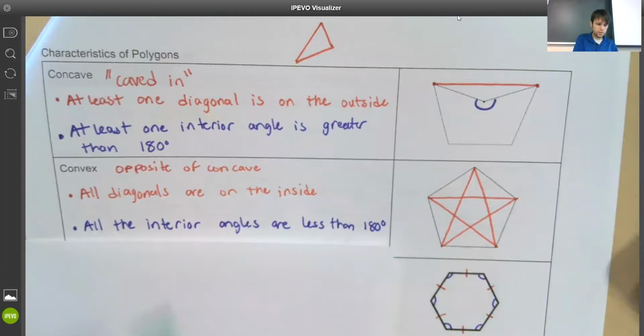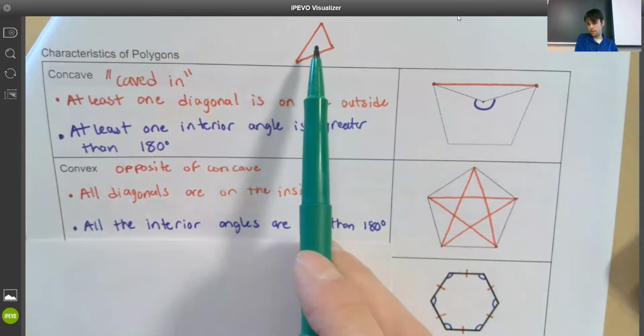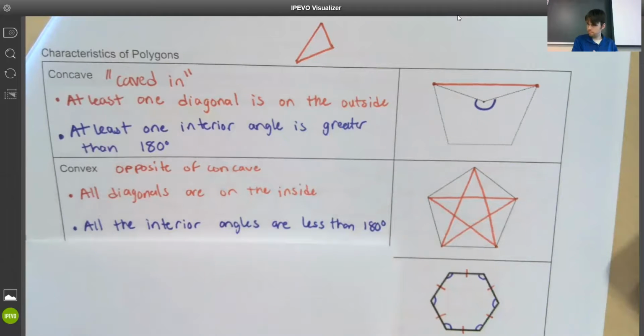However, there's a little bit of a confusion about this one, the triangle. Is a triangle concave or convex? I like to think about it as convex. I think that all triangles are convex.